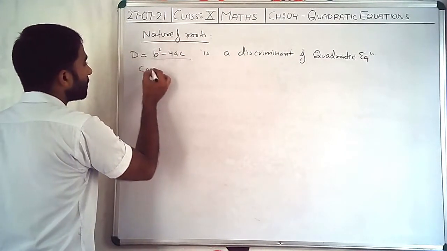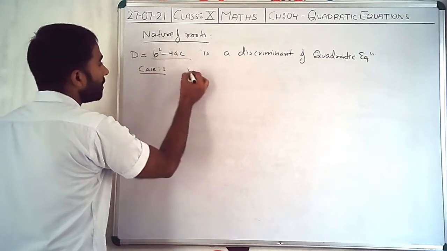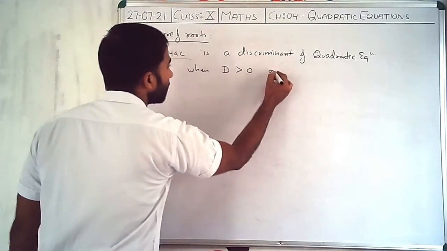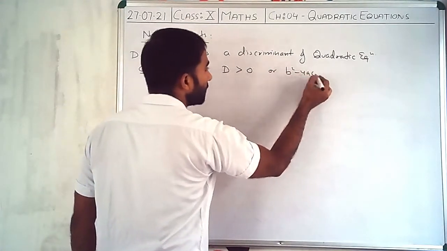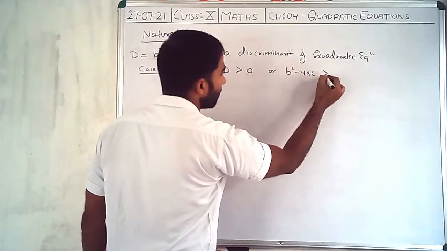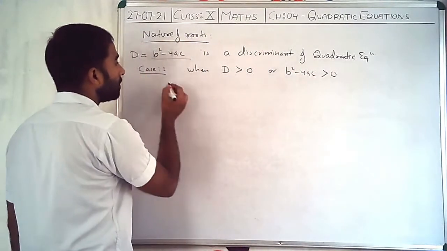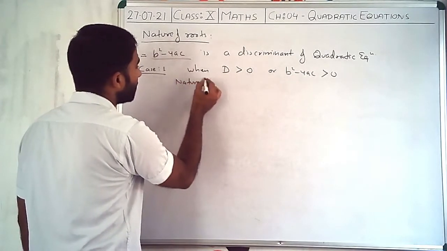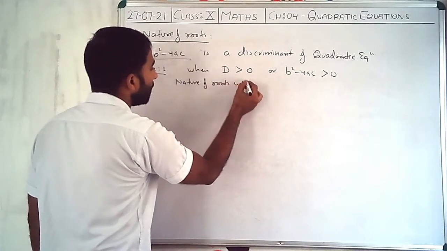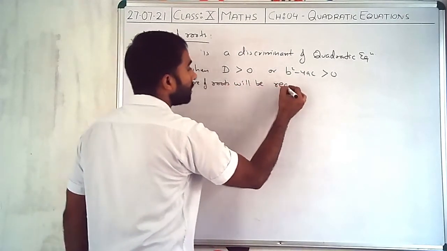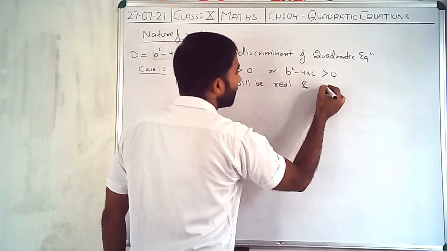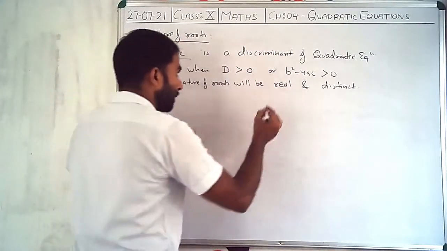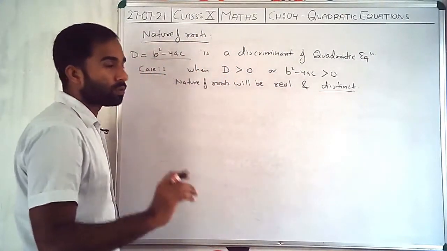First case: when D is greater than 0, or the value of b square minus 4ac is greater than 0, then the nature of roots will be real and distinct. What is the meaning of distinct? It means two separate roots.